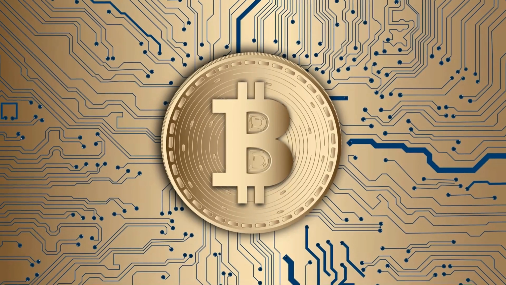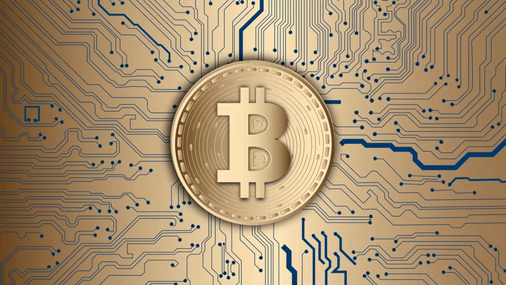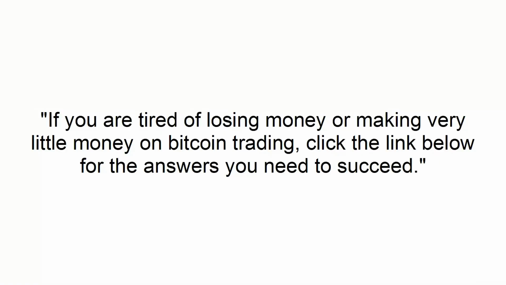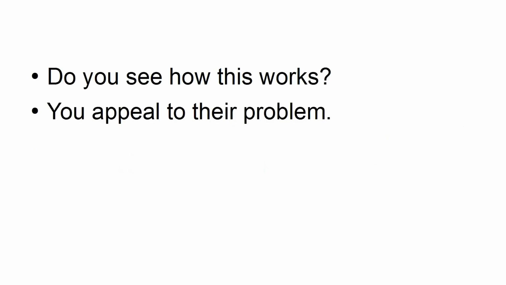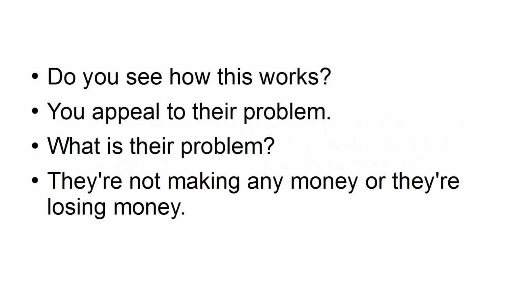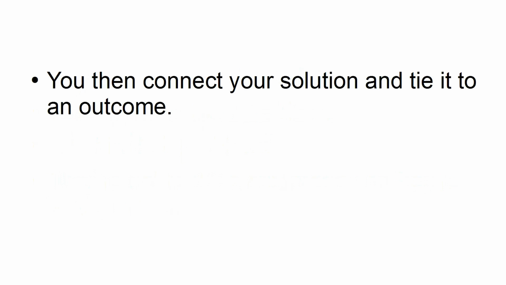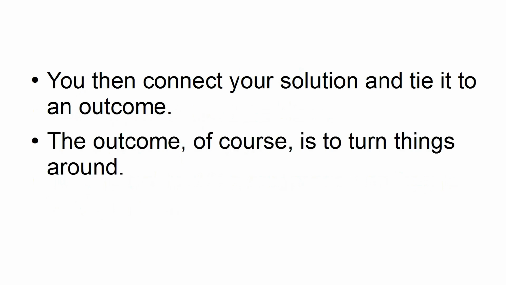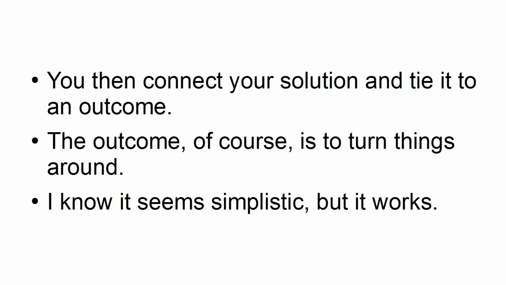For example, if I'm promoting a Bitcoin trading system, I would say, if you're tired of losing money or making very little money on Bitcoin trading, click the link below for the answers you need to succeed. You see how this works? You appeal to their problem. What is their problem? They're not making any money or they're losing money. You then connect your solution and tie it to an outcome. The outcome, of course, is to turn things around. I know it seems simplistic, but it works.